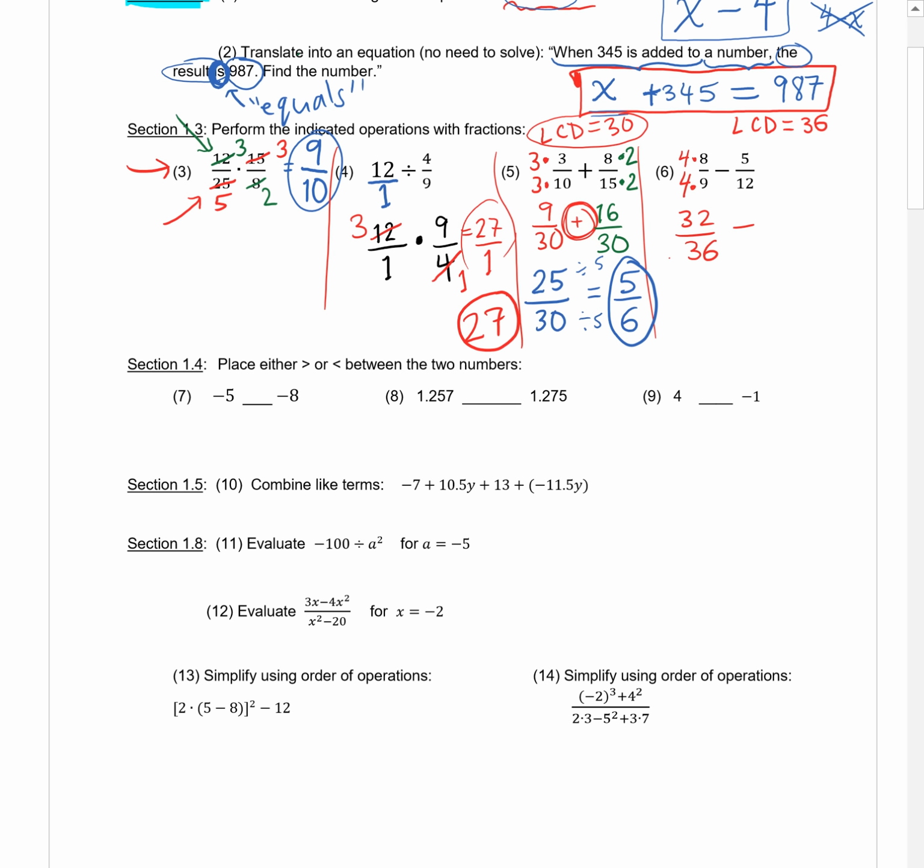For the second fraction, I asked myself, 12 times what is 36? Well, 12 times 3 is 36. So I'll multiply that guy by 3 over 3. It'll become 15 over 36.